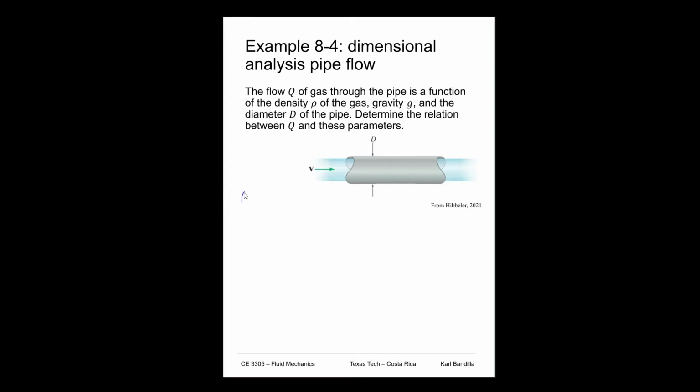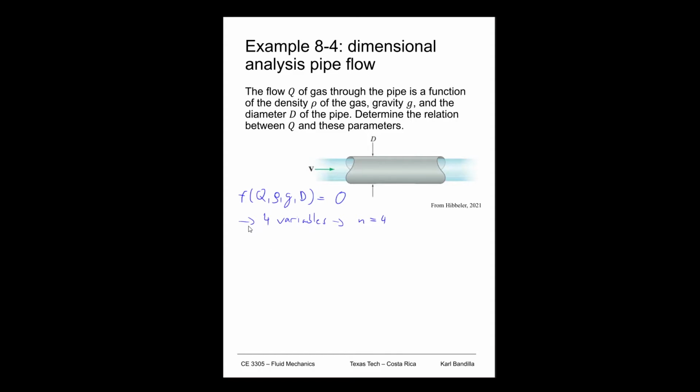We can say we have our function of Q, rho, G, and D. Those are all our unknowns, is equal to 0. That means we have 1, 2, 3, 4 variables, which means that our n is equal to 4. Now let's find our m.